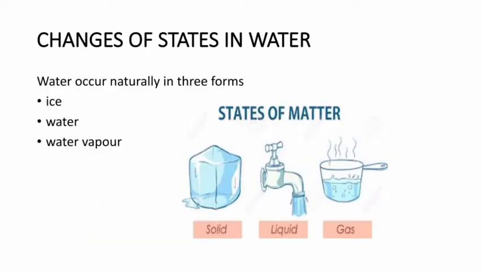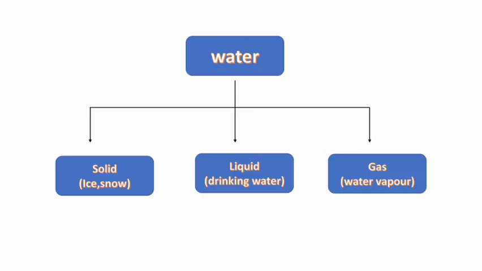The next topic we are going to see today is changes of state in water. So, what are the forms that water has? Water occurs naturally in 3 forms: ice, water, water vapor. Ice is the solid form. The water we drink in our day-to-day life is liquid. And the third one, when you heat the water, the vapors will come out. That is called gas. It will be mixed in the atmosphere.